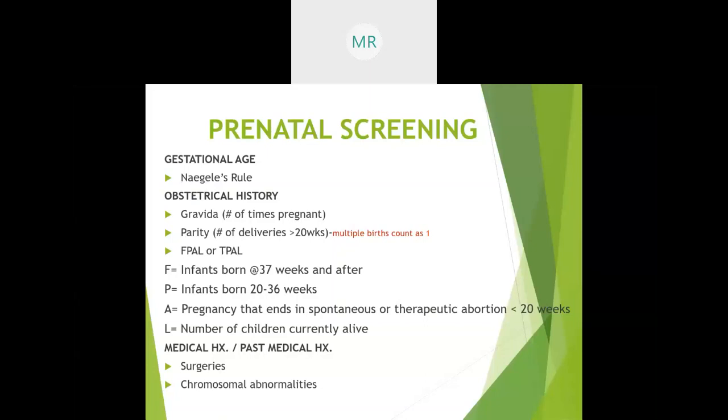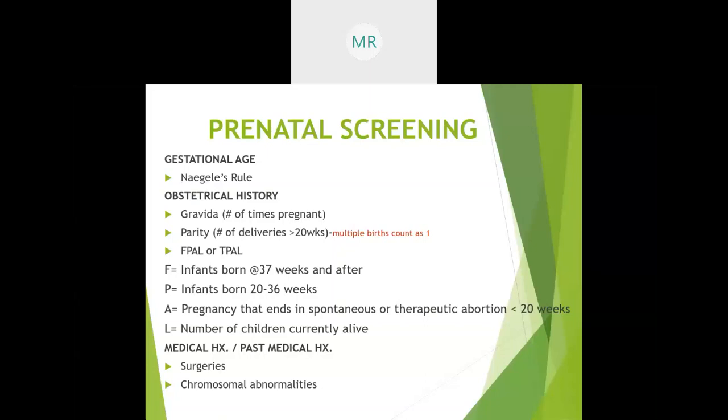For full term, the number we're going to put there is the infants that are born at 37 weeks and after. Right at 37 weeks and after, so 38, 39. Preemies are infants that are born between 20 and 36 weeks, so anything less than 37 weeks.